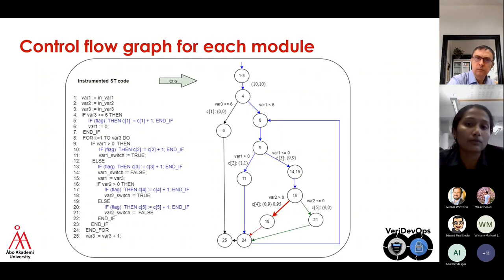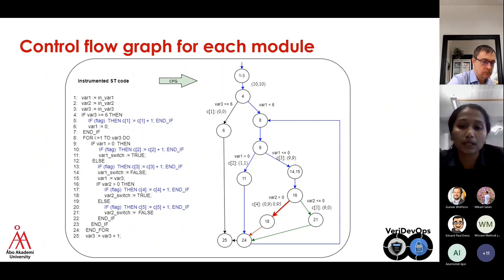And a control flow graph is generated for each module. And this control flow graph is annotated with the number of times a passed test or failed test takes a particular execution path. And the path in blue represents the one which is taken by both passed and failed tests, and the path highlighted in red represents the ones taken by failed tests, and the green represents the one taken by passed tests only.